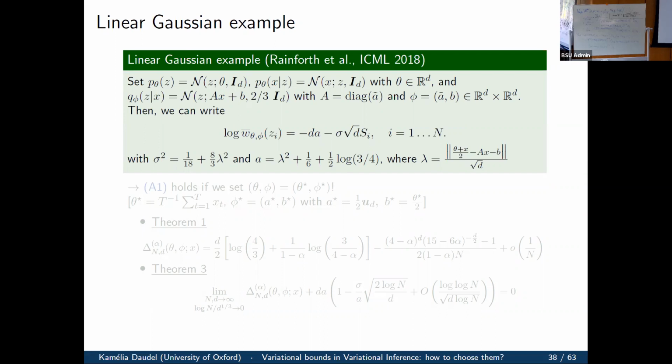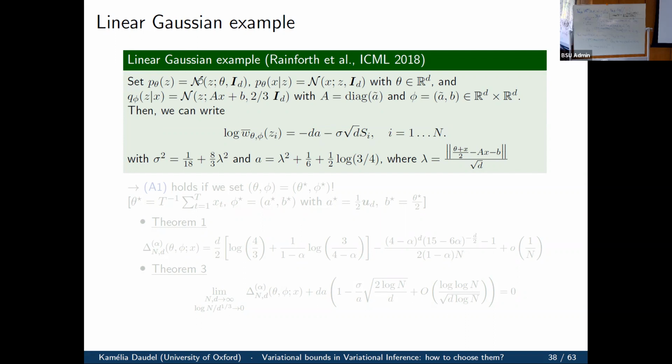So in this example, I'm going to specify my prior, I'm going to specify this thing, and basically my parameter is going to be the one in the prior, and my variational approximation is going to be of this form. So I'm going to play with a matrix and a vector here, which I'm going to be trying to tune. In fact, I'm just going to be trying to tune in R^D times R^D. So basically, this is just the setup. We don't really need to think too much about it.